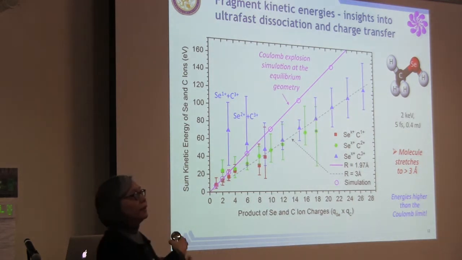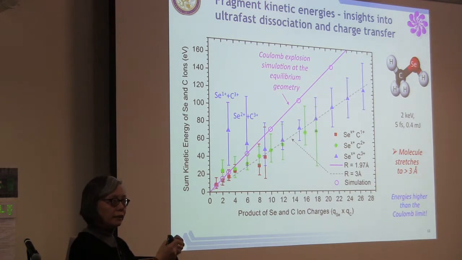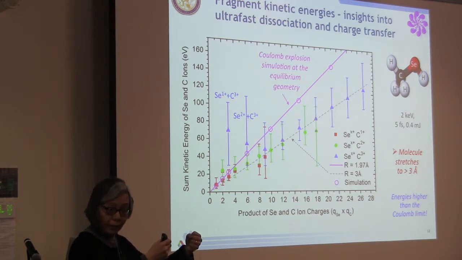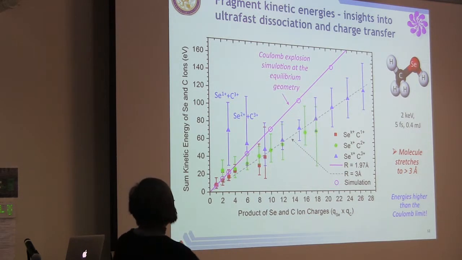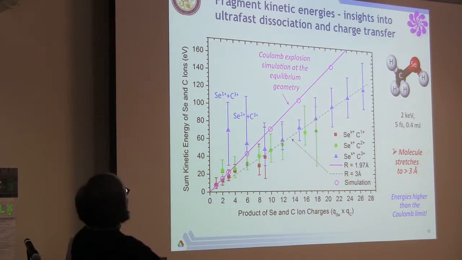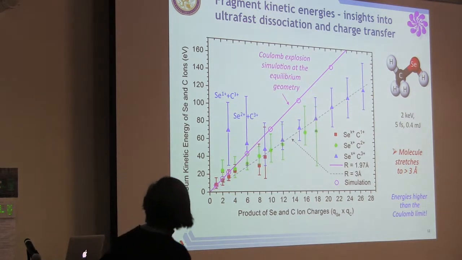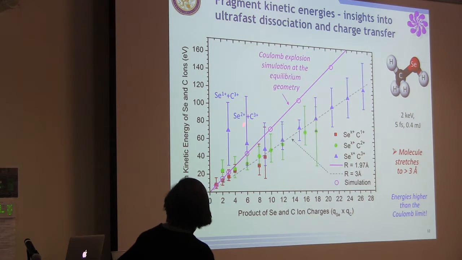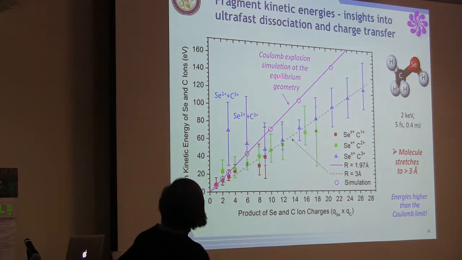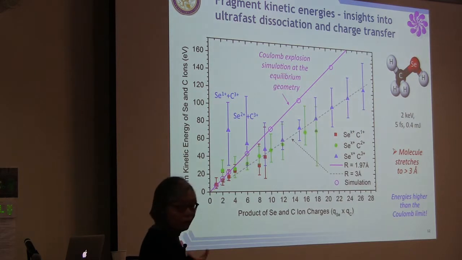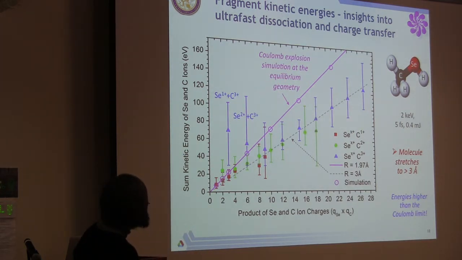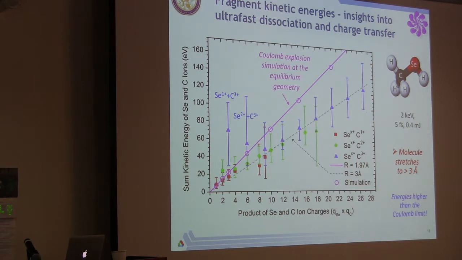So the conclusion is that this selenium carbon bond, which started at 2 angstroms, has gone out to about 3 angstroms before there's this stretching on the same time scale as the explosion. Right? And then there are these other interesting channels that are going above this Coulomb explosion simulation at the equilibrium geometry over here. So what's going on with those? Some you can explain by the fact that there's an ultra-fast dissociation before the Coulomb explosion, and others you can't.